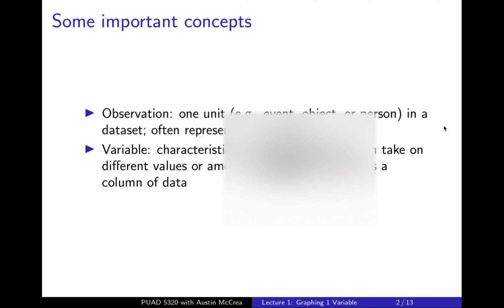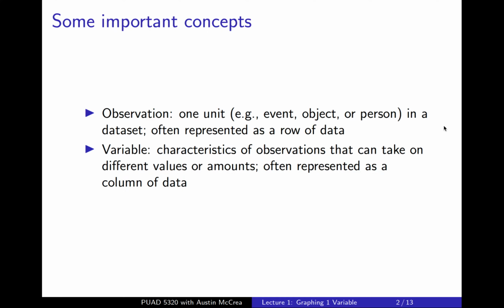So to begin this lecture, we're going to first define some key concepts that we're going to keep revisiting throughout the course. The first of which is an observation, which is one unit or an event, object, or person within a data set. And this is often represented as a row of data, right? So if you imagine a spreadsheet, the rows would be those that go from left to right on the spreadsheet.